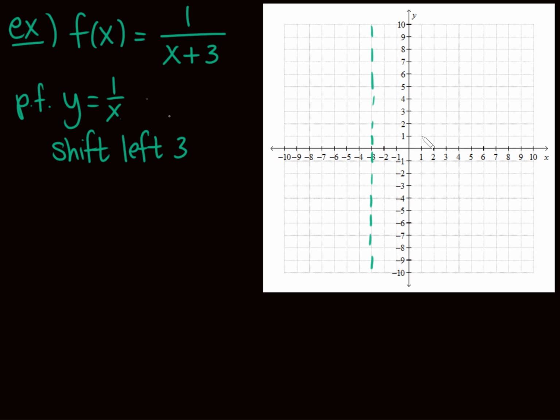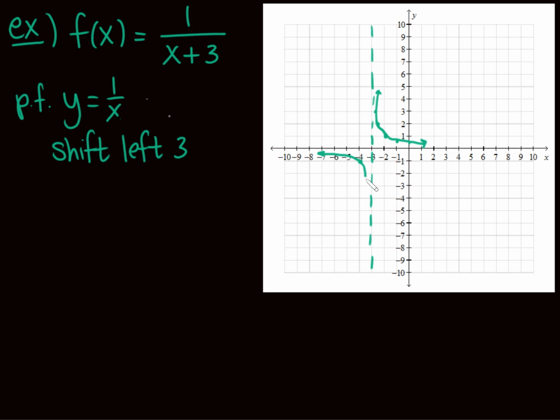So I know my original function goes through the point 1, 1. So I'm just going to shift that over 3. And you can kind of see, here's my new first quadrant. And so I know it's going to do something like that. And then here's my new third quadrant. So again, I know it's going to go like that.